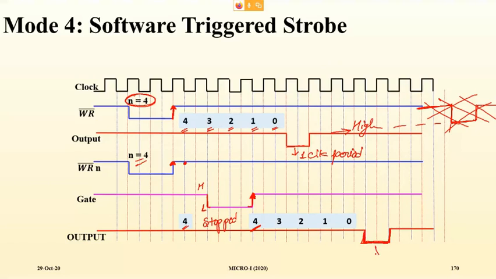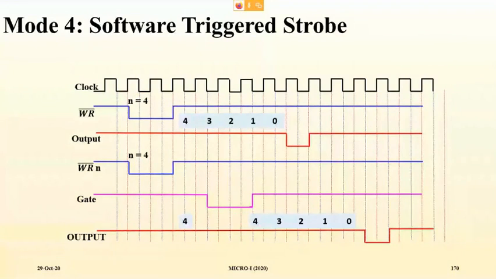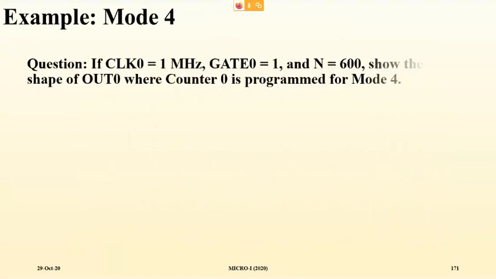and after 0 the output will remain low for one clock period. This is one clock period, and then again it will remain high for infinite time period until you reload it with a new right value. So this is how the software triggered strobe actually works. Now let us see how this particular thing can be asked in the exams.